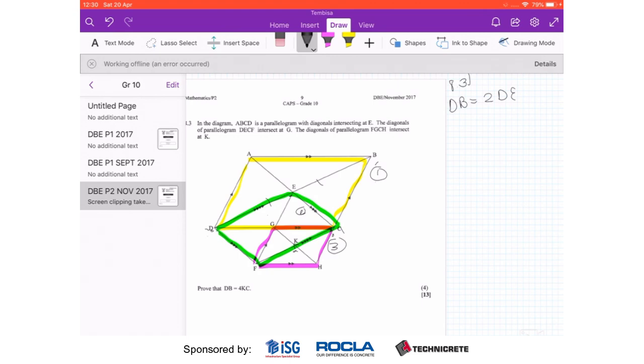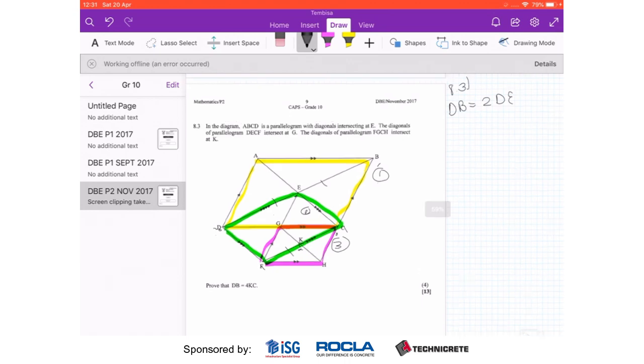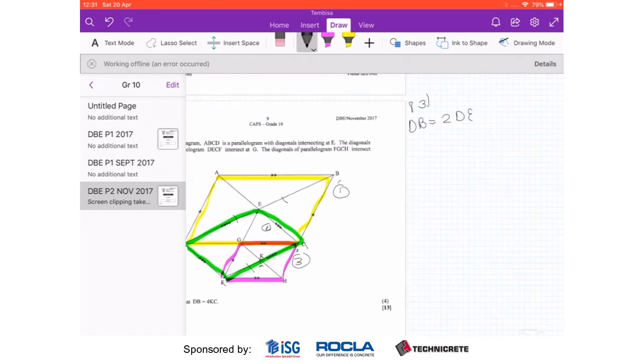But DE, we know, is equal to FC. Do we see that? DE is equal to FC, opposite sides of the parallelogram. Okay, so the first reason of this is we know that diagonals bisect. The second reason is we're saying DE is equal to FC. We're working from this parallelogram to the next parallelogram. My reason is opposite sides of a parallelogram.